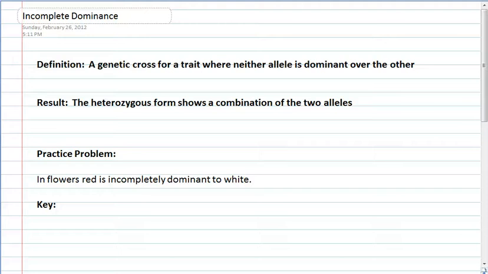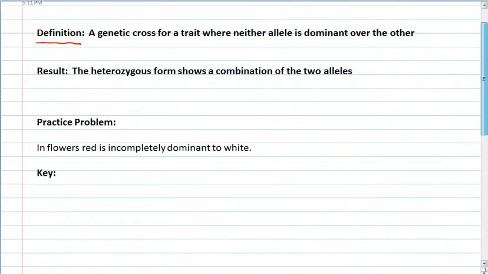In this video, we'll be talking about how incomplete dominance works in a genetic cross. Overall, the definition of an incomplete dominant trait is when we have a genetic cross for a trait where neither allele is going to be dominant over the other. So we're not going to be able to use a capital letter and a lowercase letter, and we will not see that one allele masks another. What ends up happening is when we do get the heterozygous form, or one of each allele, we will see a combination of what they look like.